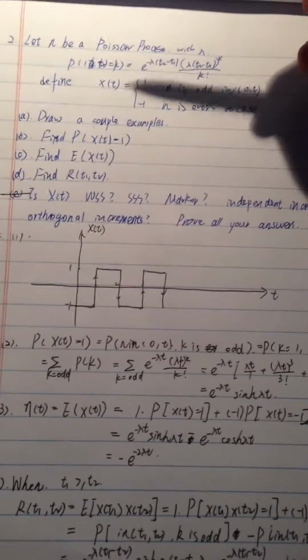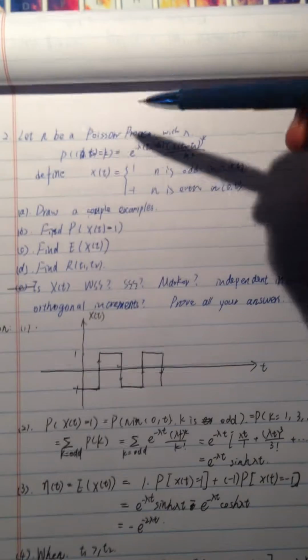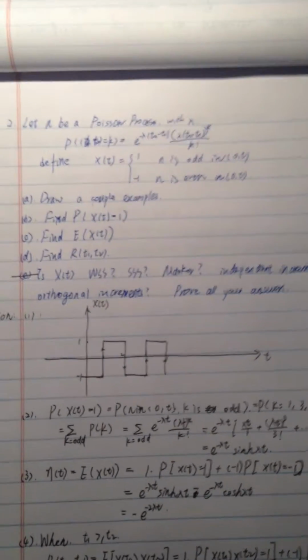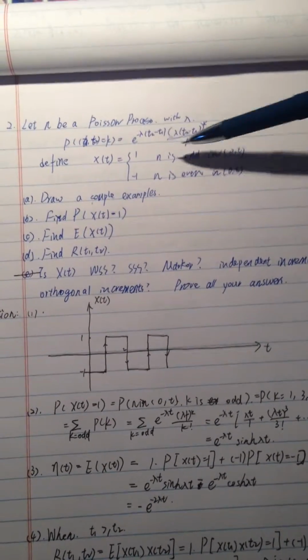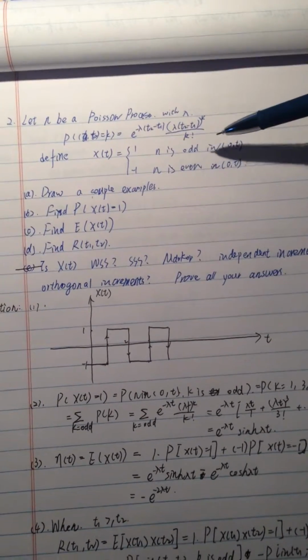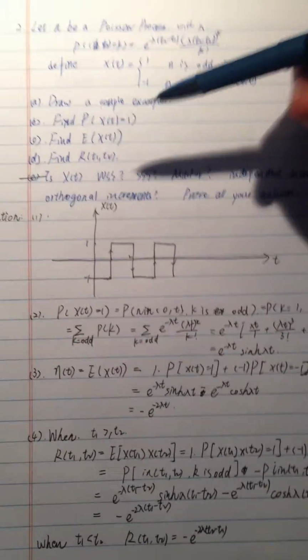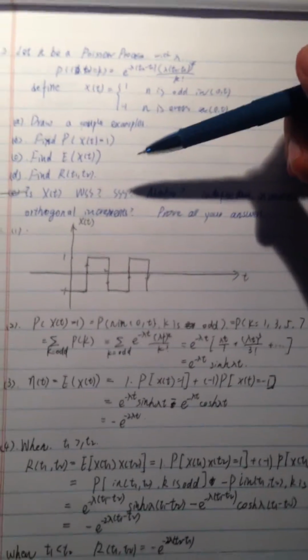Okay, and it's very easy for the first question. And for the second question, it is a Poisson process. With this equation, as we all know that this is a Poisson process, and we define X(t) equal to 1 when N or k is odd, and equal to -1 when N or k is even. So it is like a semi-random telegraph function like we learned in our classes.